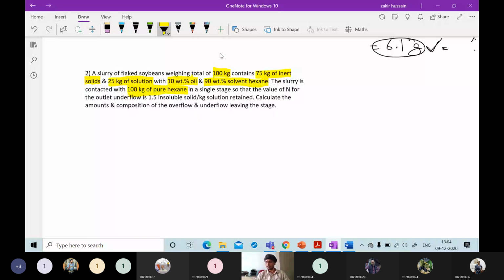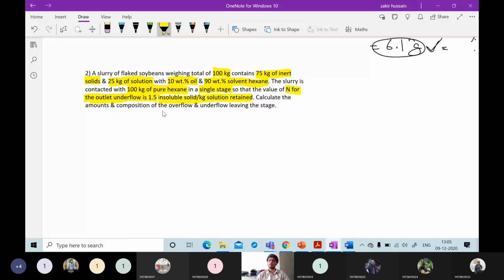In a single stage operation, this is also important: the value of N for the outlet underflow is 1.5. So in the inert solid stream, the value of N is 1.5 kg of insolubles per kg of solution retained, meaning kg B by kg A plus C. Same as according to our notation. Then find the amount and composition of the overflow and underflow leaving the stage.